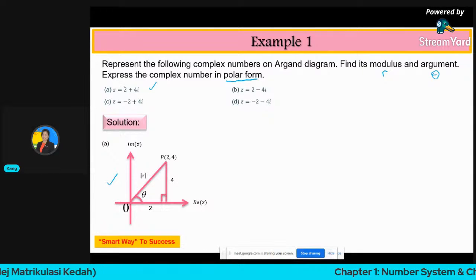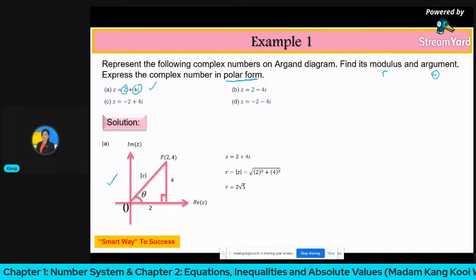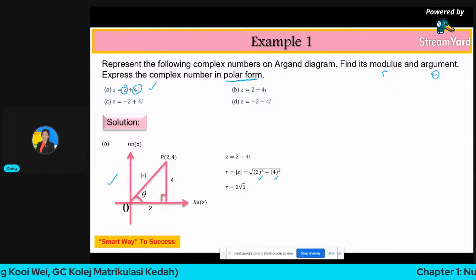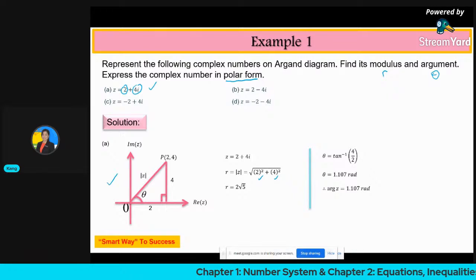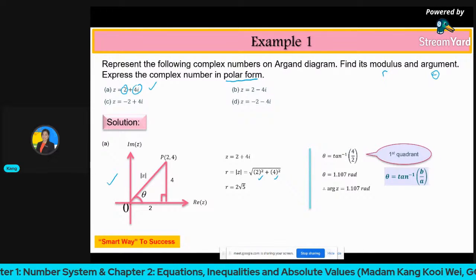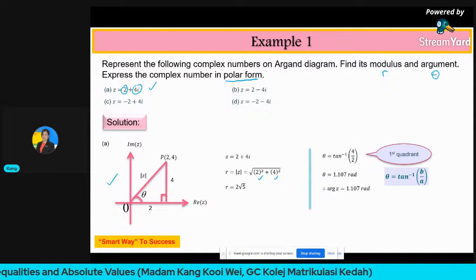Part A, we have a is 2, b is 4, so it is in the first quadrant. First of all, we need to determine the modulus of z. We use the formula square root of a squared plus b squared. Then we simplify it and we get 2 root 5. Next we determine the argument. It is in the first quadrant, so the formula is arctangent b over a. Remember to set the calculator in radian mode to determine the argument. So the answer is 1.107 radians.